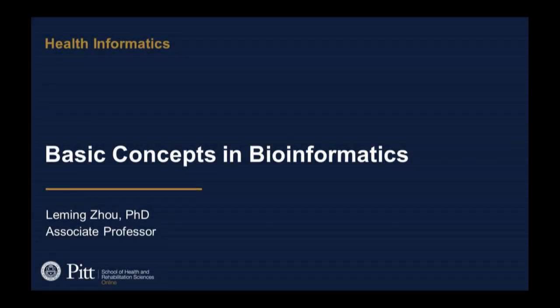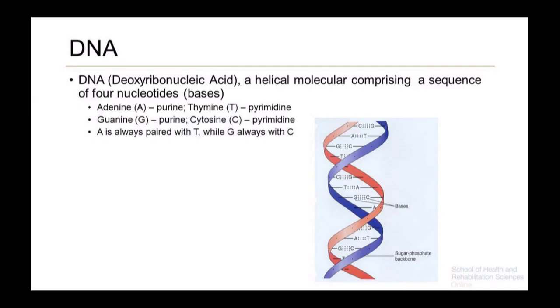Hello everyone. In this section, we will go through some basic concepts in bioinformatics. The first concept is DNA. DNA is a helical molecule. It is a sequence of 4 nucleotides, or bases, that is A, C, G, and T. A is always paired with T, and G always paired with C. In human, DNA is a double helix, or a double-stranded molecule.